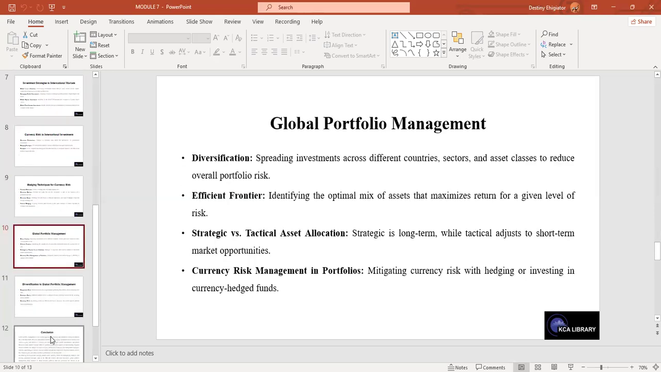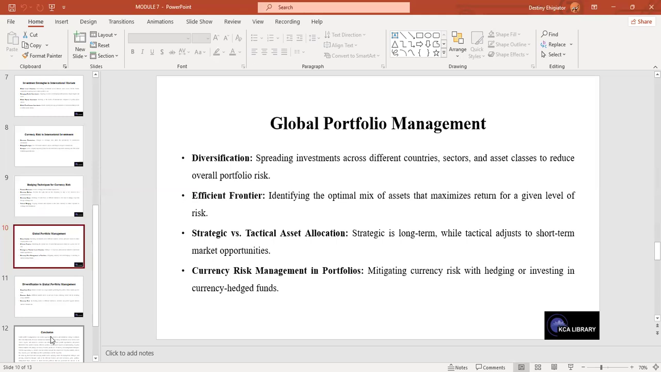Now let's look at global portfolio management. Let's look at the first, diversification. This is spreading investments across different countries, sectors, and asset classes to reduce overall portfolio risk. Then we have the efficient frontier. This is identifying the optimal mix of assets that maximizes returns for a given level of risk.